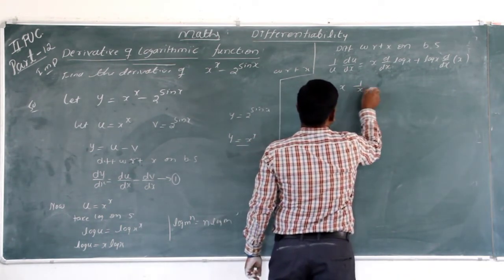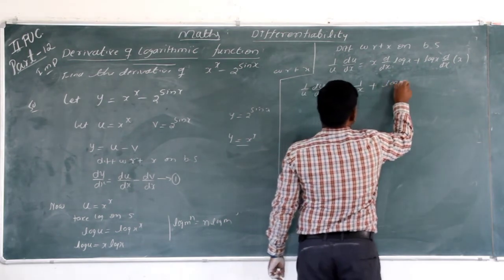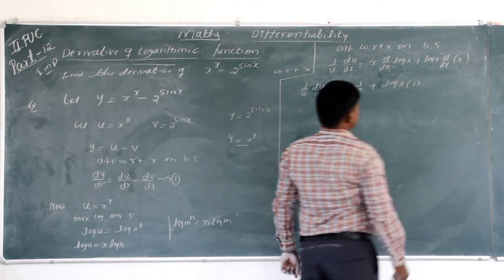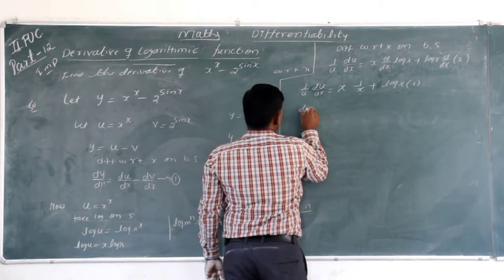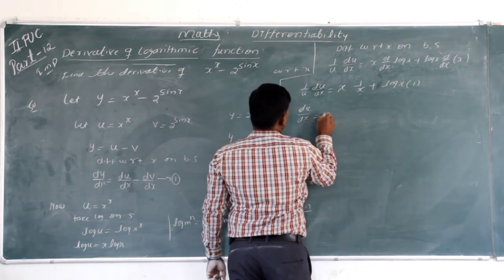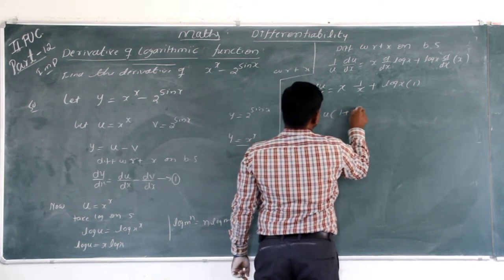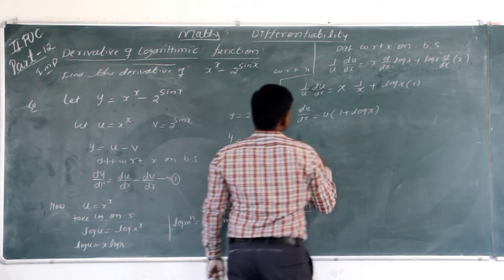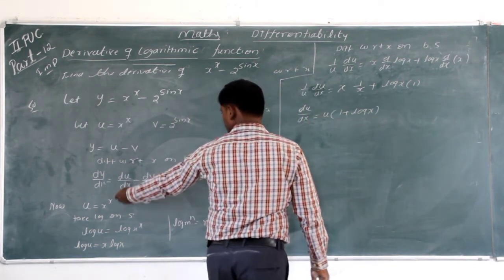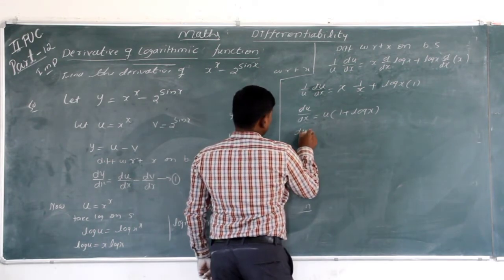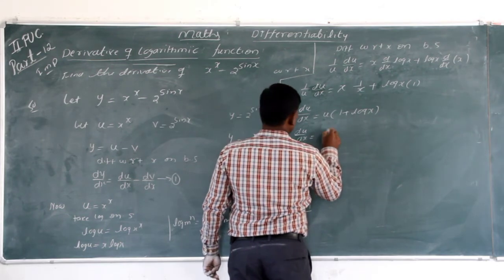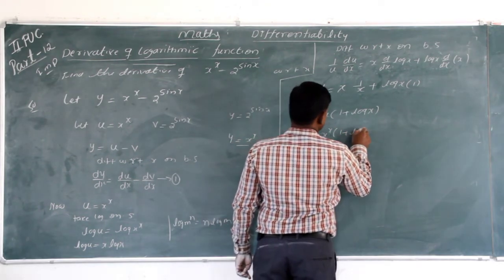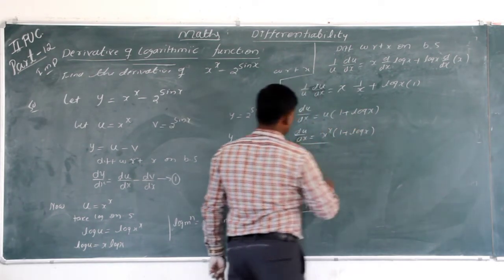That is 1 by x plus log x into, so differentiation of x is 1. So the 1 and 1 get cancelled. Then du by dx is equal to u into 1 plus log x. So u is x to the power of x. That is du by dx is equal to x to the power of x into 1 plus log x. So this is the derivative of u.